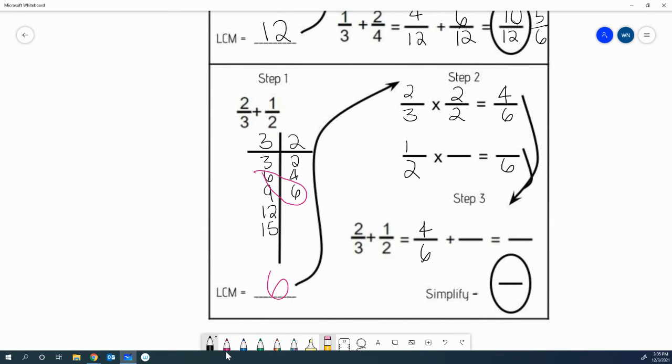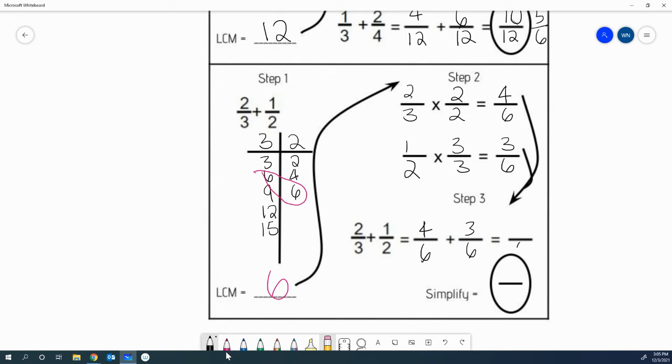Now let's do the 1/2. I know that 2 times 3 is 6, because I set it up here. Just use the commutative property to flip-flop those factors. 2 times 3 is 6, so I'm going to multiply the 1 times 3 as well. 1 times 3 is 3. So I've got 4/6 plus 3/6.